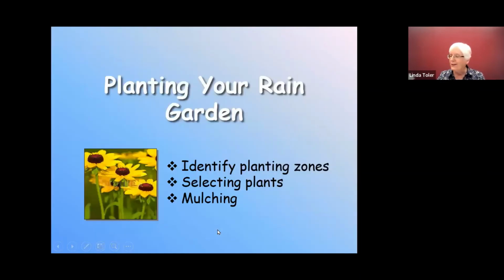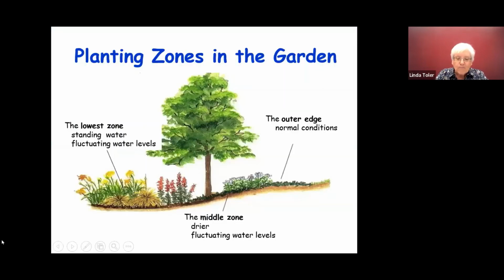All right, now we're ready to do what I consider to be the fun part, planting our rain garden. The basic principles of planting a rain garden are pretty much the same as any other garden, but there are a few additional things that we need to keep in mind. And the first one is that the rain garden has areas of differing moisture. The lowest area of the garden is going to be the bottom of the ponding area.